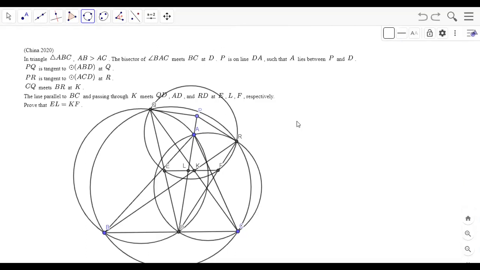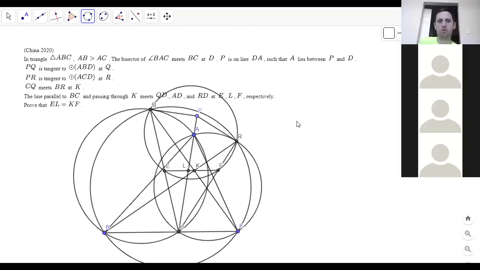I think that for proving QRBC is cyclic, we have to prove that the intersection of QB and RC lies on the radical axis of these two circles, ADC and ABD. Yeah, so you're saying you want to show that QB, RC... For proving that we can use Ceva. Ceva's theorem? Yes, I think we can prove it by Ceva, and we have some angles. And after that, if you label where QB intersects RC, that will be good.